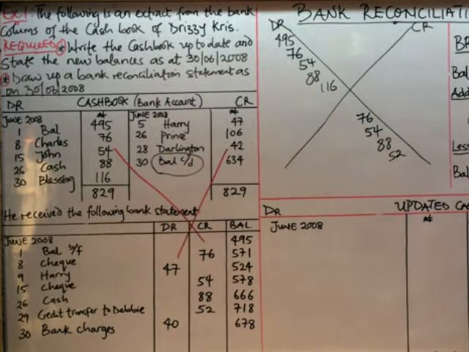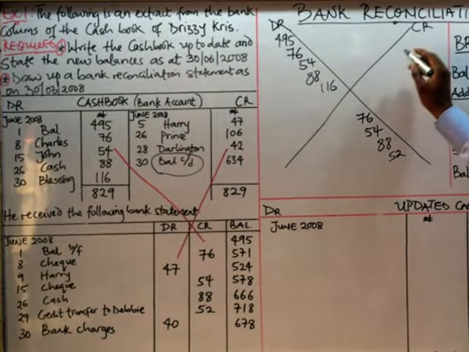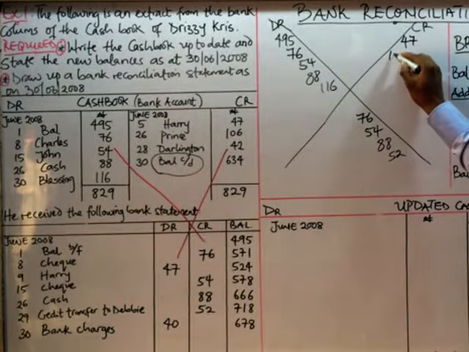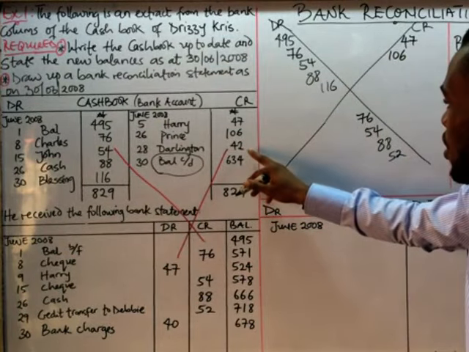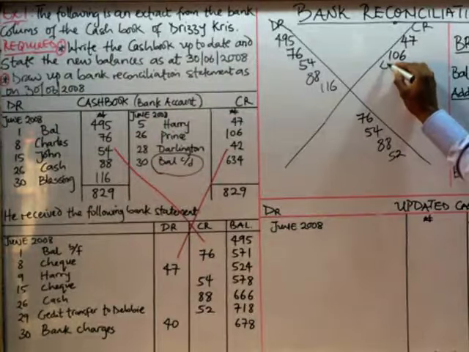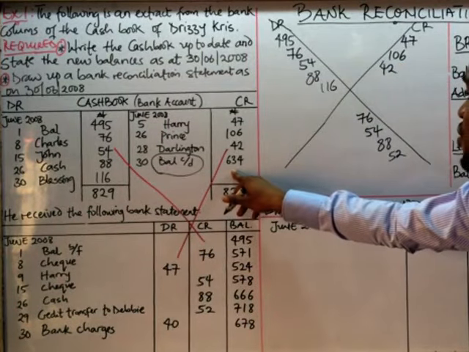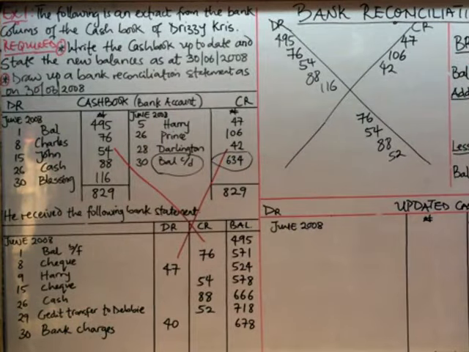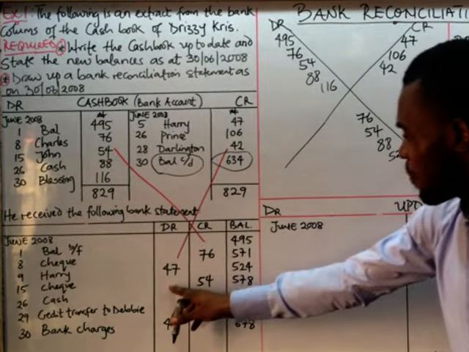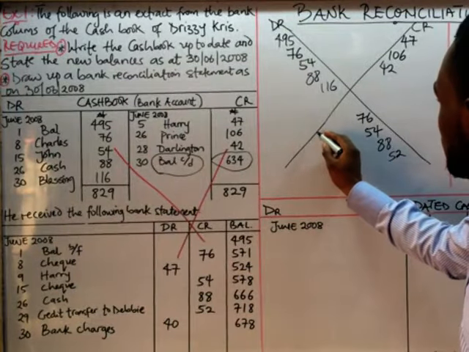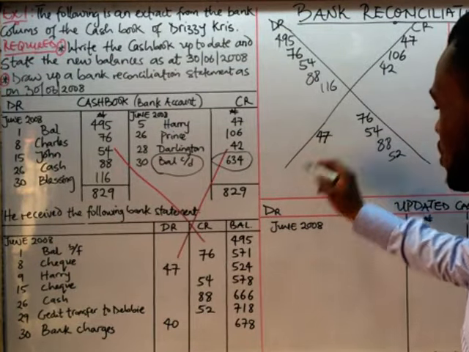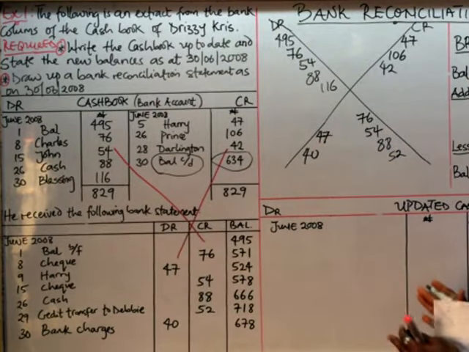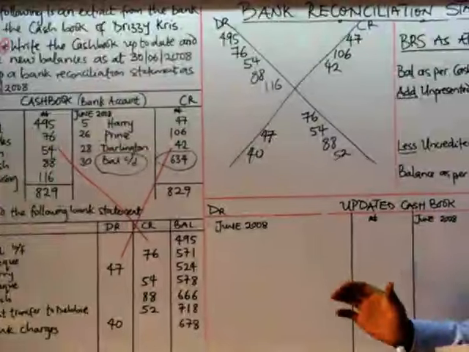Now, let us go to the credit side. On the credit side, we have 47, we have 106, we have 42, then 634 is the balance carried down, so we are not going to pick this value, alright? Let's come back to this side. We have 47, and we have 40. Now this is the first step. This is the first thing you need to know.